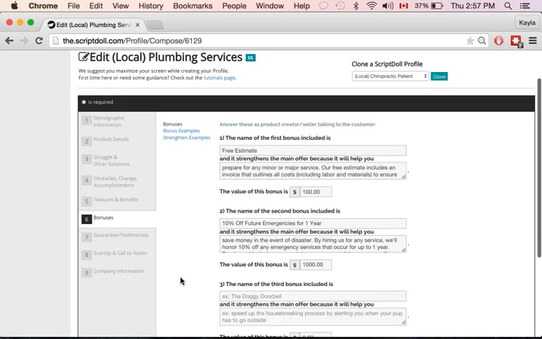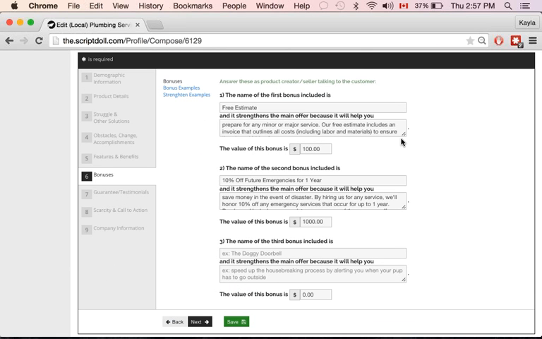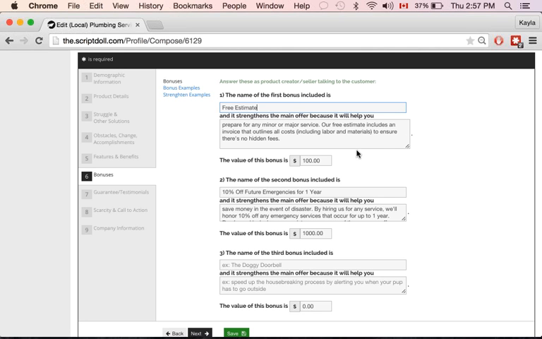So there's that, and then the next thing is the bonuses, and this is set up much in the same way that the features and benefits is. So you list off the actual name of the bonus, and the question is, it strengthens the main offer because it will help you. And the reason that this is worded this way is because a lot of people miss out on connecting how the bonus actually helps the initial offer. In order for your customers to see bonuses as a value, they need to understand why they need the bonus. Because if you're just slapping on bonuses to try to make it look good, then you're just value pumping and you're not necessarily providing any actual value.